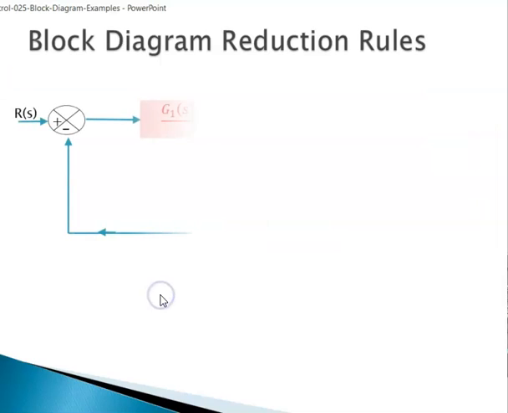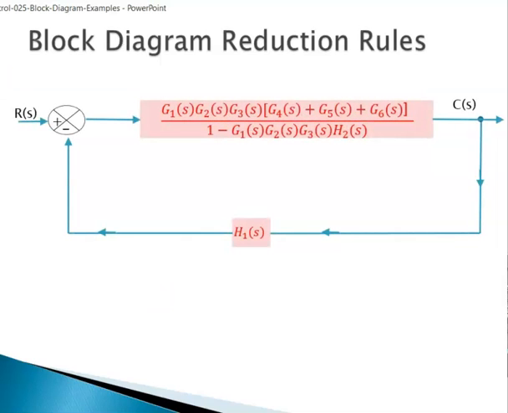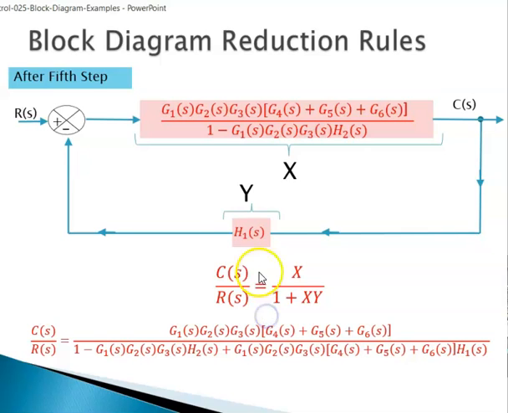After the fourth step, you notice that if you call this whole expression x and this y, you have C(s) by R(s) is x by 1 plus xy, the G by 1 plus GH form. Here you have a positive sign because it is a negative feedback system. Though it may appear a bit confusing and complicated, if you walk through a couple of examples, this example itself, go back, watch it from the beginning and see what is involved in each step. If you see, each step is a simple process.